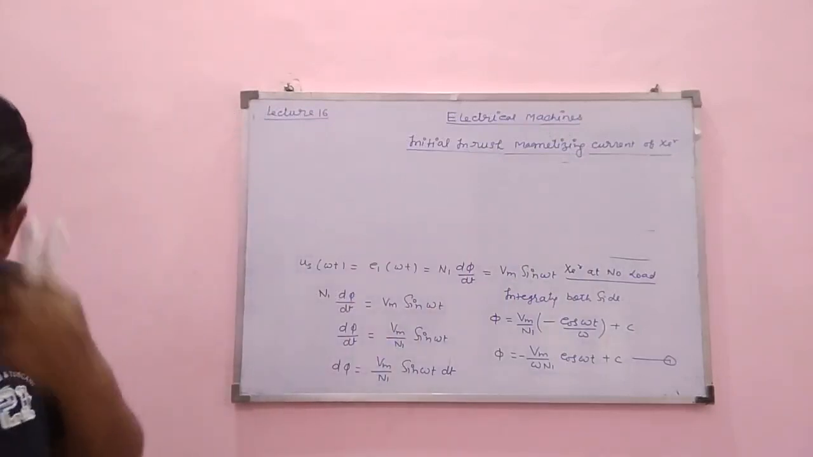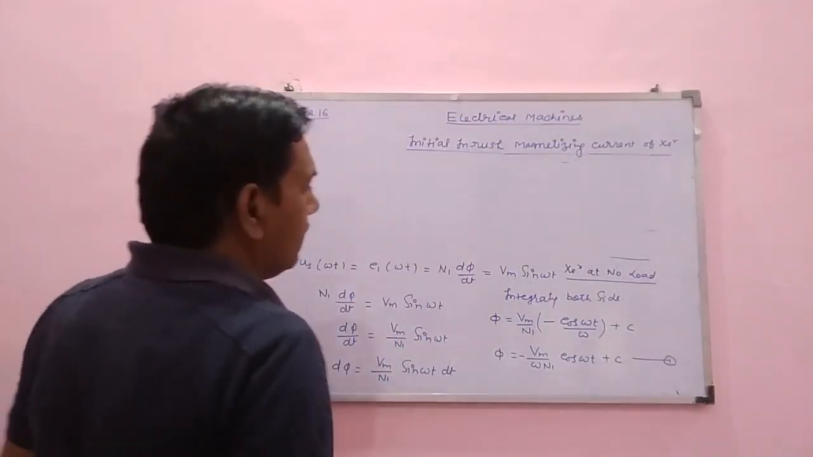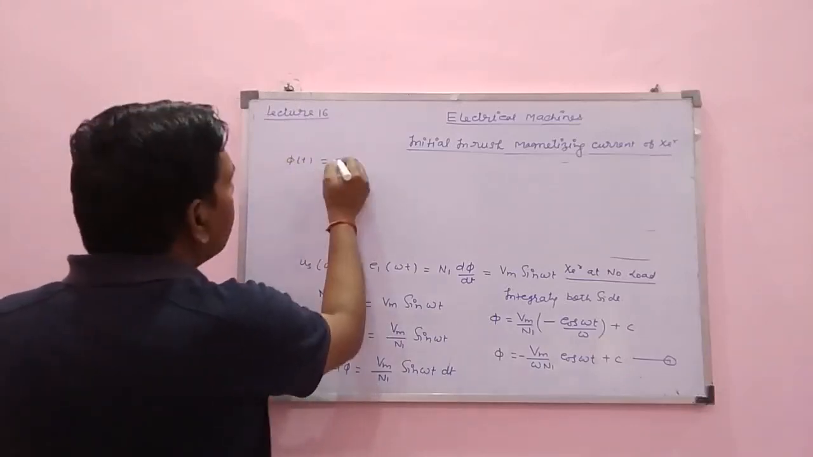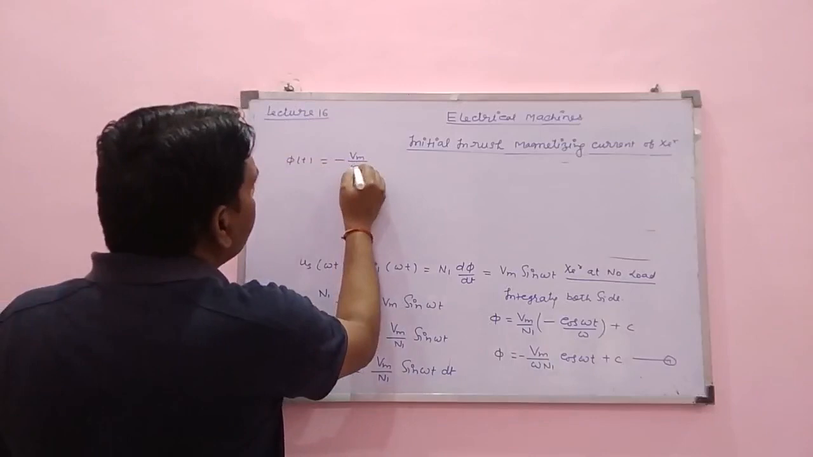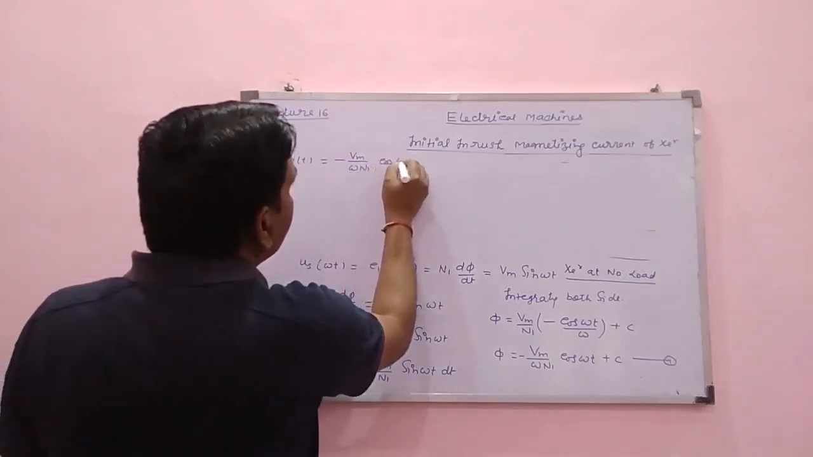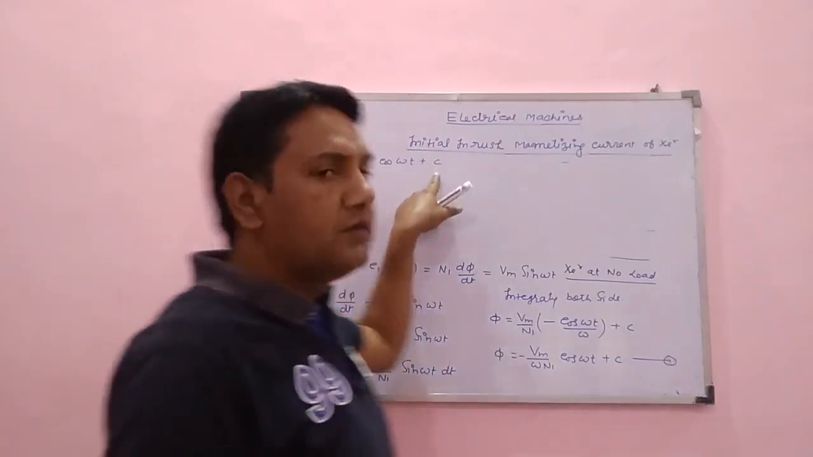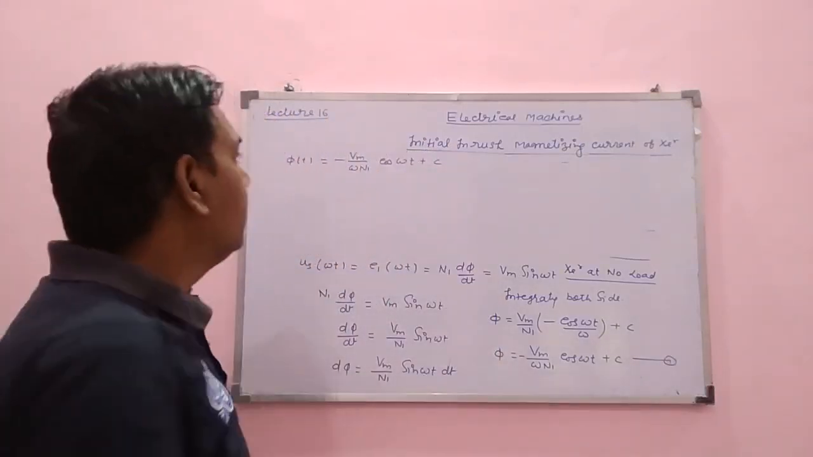We can write that phi of t is equal to how much? This is minus Vm upon omega n1 cos omega t plus c. Now we have to calculate the value of this integral constant, that is c.